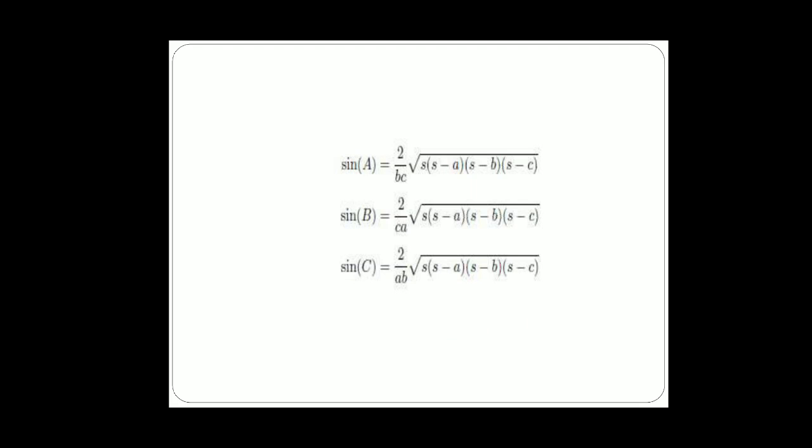When I am doing for sin A, it is 2 upon BC. When I am doing for sin B, it is 2 upon CA. When I am doing for sin C, it is 2 upon AB. So these are the variants which are being taken when I am using perimeter of a triangle for 3 sides, that is using trigonometry. With this we have completed the trigonometry topic.